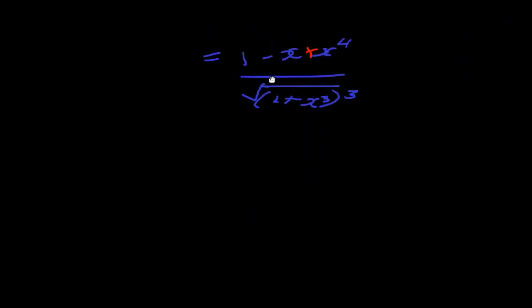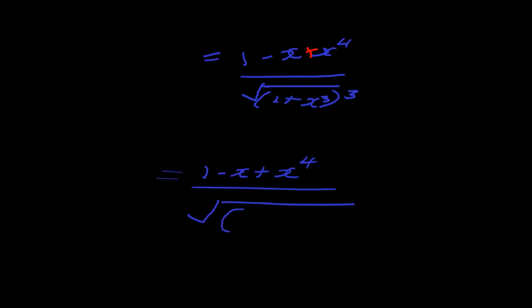So the simplest form of the above expression, in the numerator we have 1 minus x plus x to power 4. Then it is over the square root of, inside the bracket, 1 minus x cubed, which is a, and the whole of that value is raised to power 3.